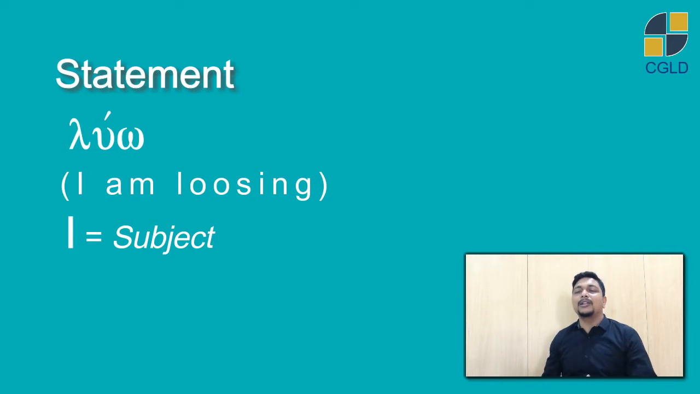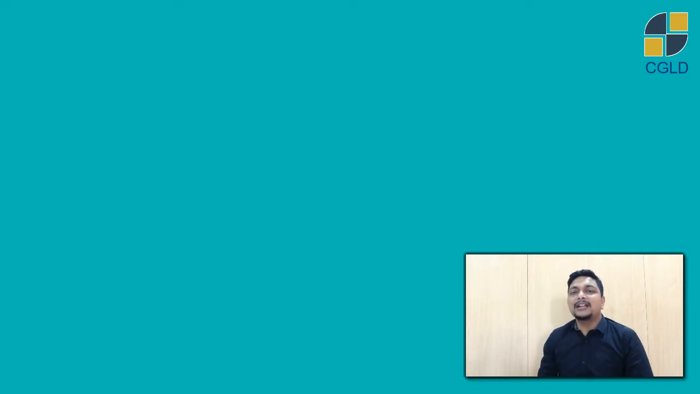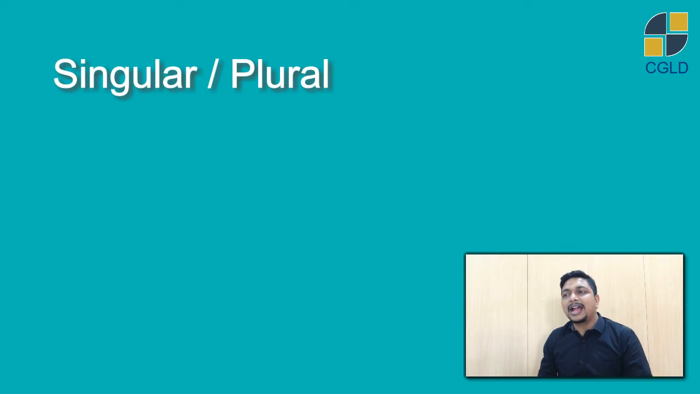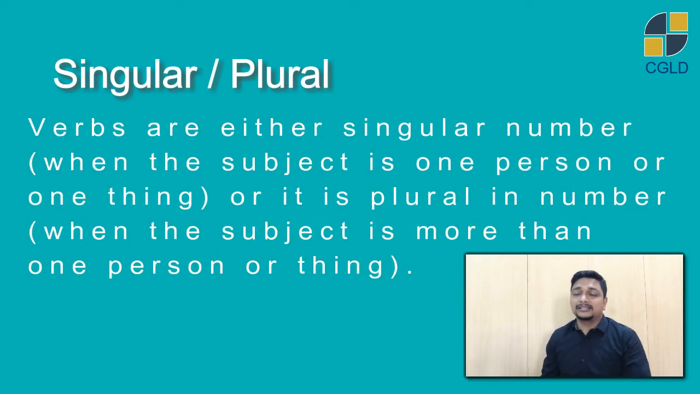Now, as we go along, we also find that there are something called singular and plural. Verbs in a given sentence, in a given context, can appear as a singular or plural verb. It may appear in its singularity or it may also appear in its plurality depending on the context. So verbs are either singular in number when the subject is one person or one thing, or plural in number when the subject is more than one person or more than one thing.